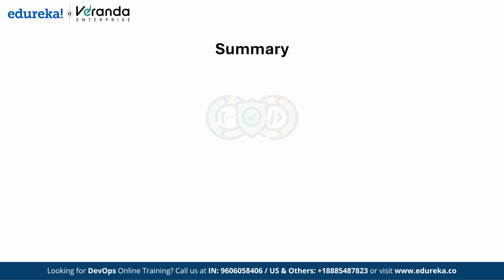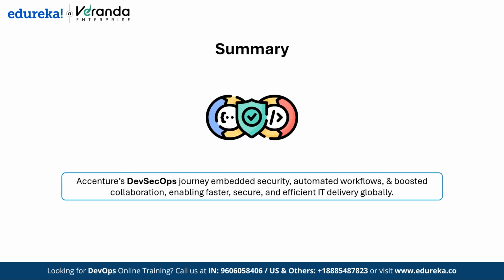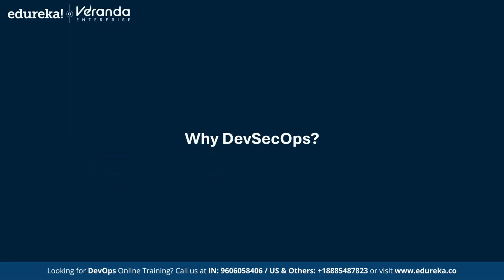The summary for this use case is: Accenture's journey to DevSecOps transformed its IT delivery model by embedding security, automating processes, and fostering a culture of collaboration and innovation. This shift allowed the organization to handle the complexity of its global operations more effectively, delivering high-quality solutions with speed, security, and agility. So why choose DevSecOps?